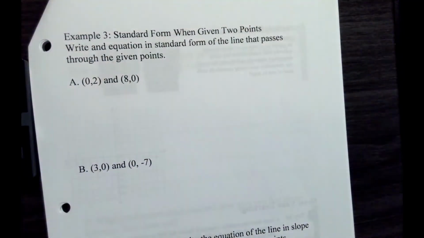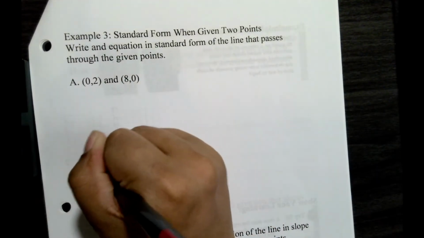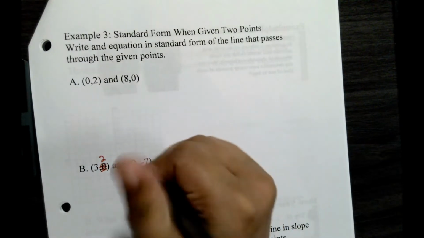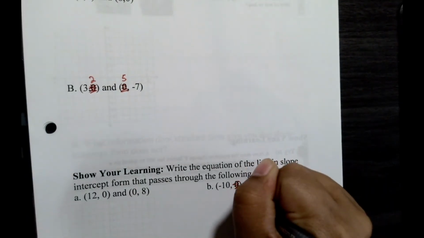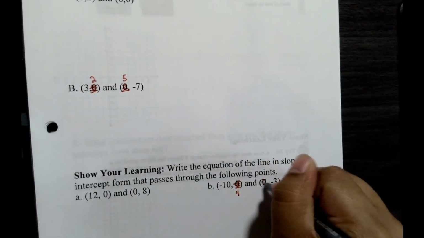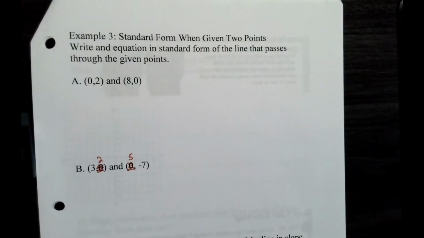Alright. So this page is where we learned that I had a itty bitty bit of a typo. So for this one here, I want you to change this number to a 2 and this number to a 5. Down here, we are going to change this number to a 4 when you try it on your own, and this number to a 2. Alright, I'm not going to work out the Show Your Learning parts. I will, however, have it for you if you need to look at it. We are, however, going to do A and B.